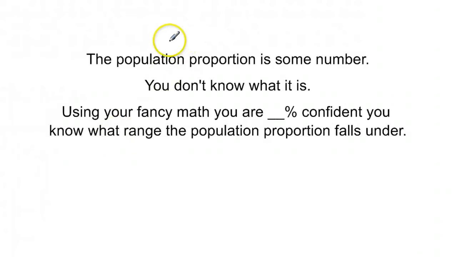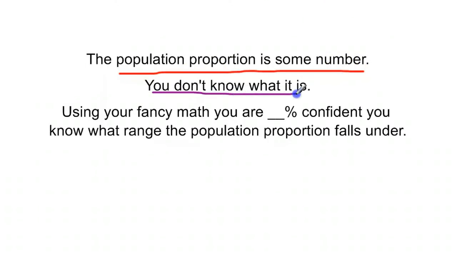The important thing to remember is that your population proportion is some number. Let's say exactly 56.2% of Americans think the puppy is cuter than the kitty. The problem with this single number is that you don't know what it is, and you probably never will. So you have this number that you're trying to guess, you don't know what it is, and you don't even have necessarily a great way to check your answer.